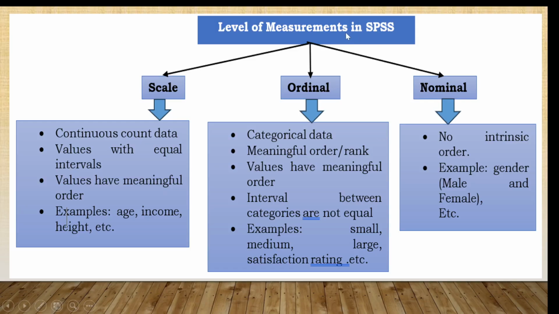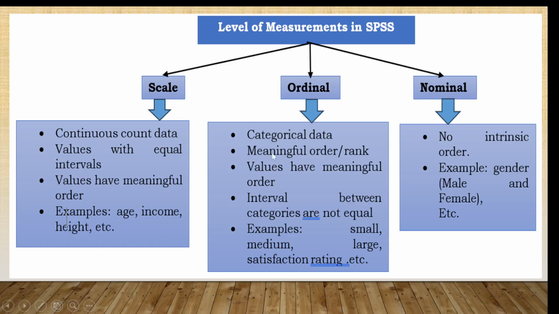The level of measurement in SPSS. There are 3 main levels of measurement. I remember in one of the videos some time back, we discussed the levels of measurement in statistics. So there are three levels of measurement. The first level is the scale level, then the ordinal, and the nominal. The scale level is continuous or count data, with values at equal intervals. For example, you can have age, income, height, etc.